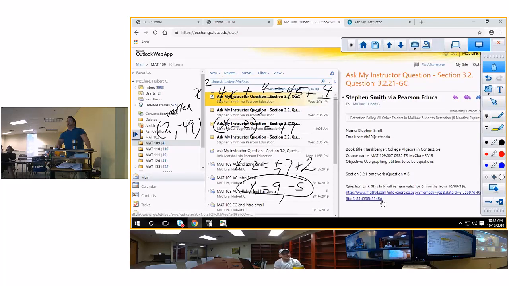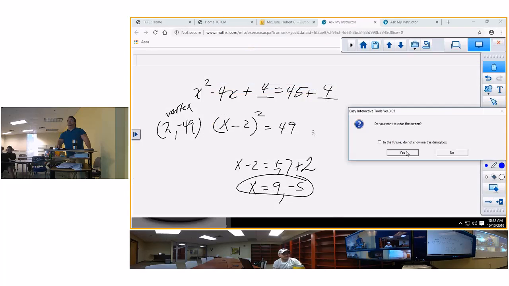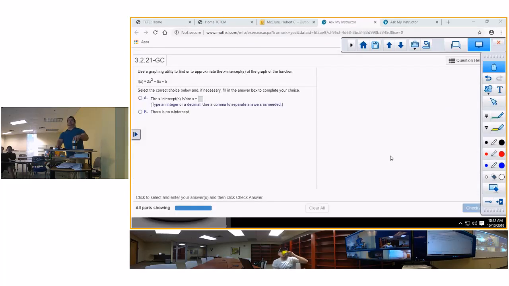Number 6. Okay, go ahead and do that. It says use the graphing utility, but I'm going to do complete the square. So you can do either or both. I'd rather you do both.